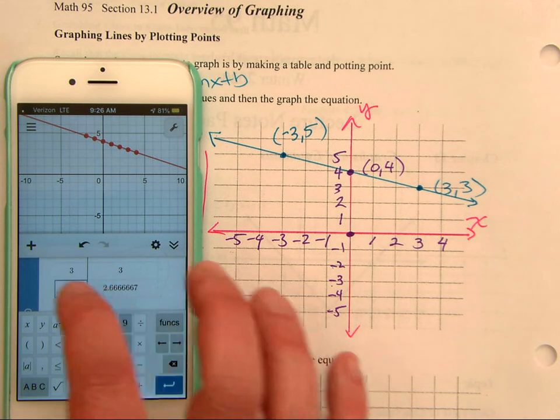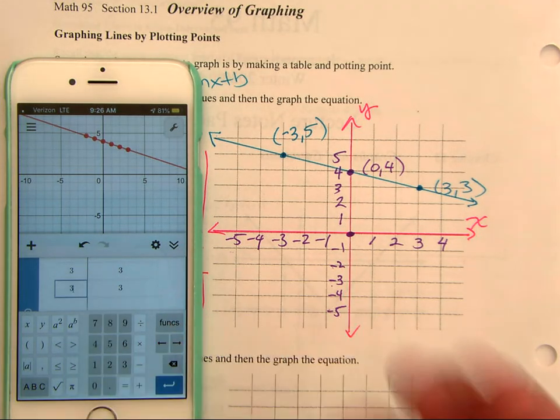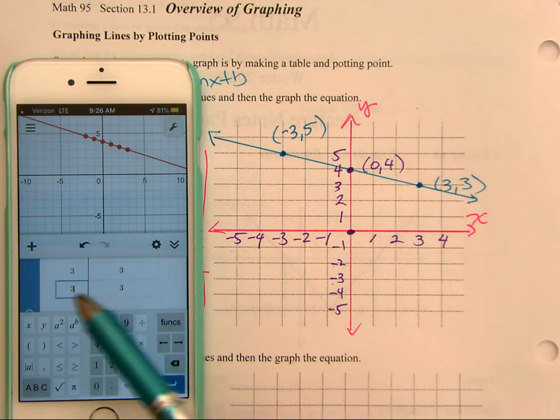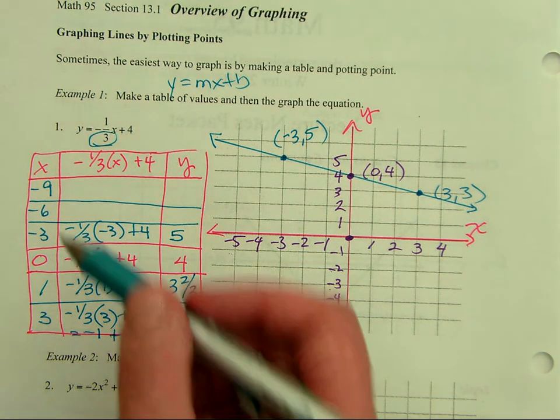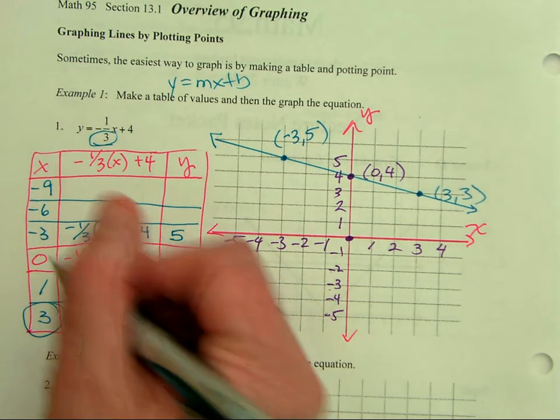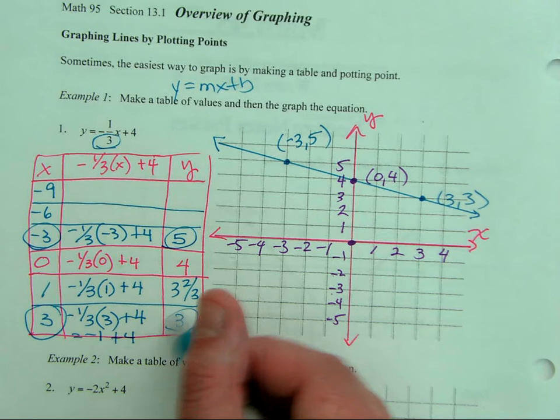Backspace. I meant to type in 3. Oh, I already had 3. 3, 3. So if you're typing in any numbers on your table, it's going to just automatically generate the Y value. I mean, I had to do it by hand to create a table by hand, but the idea is if I use multiples of the denominator, then I get these whole number values.